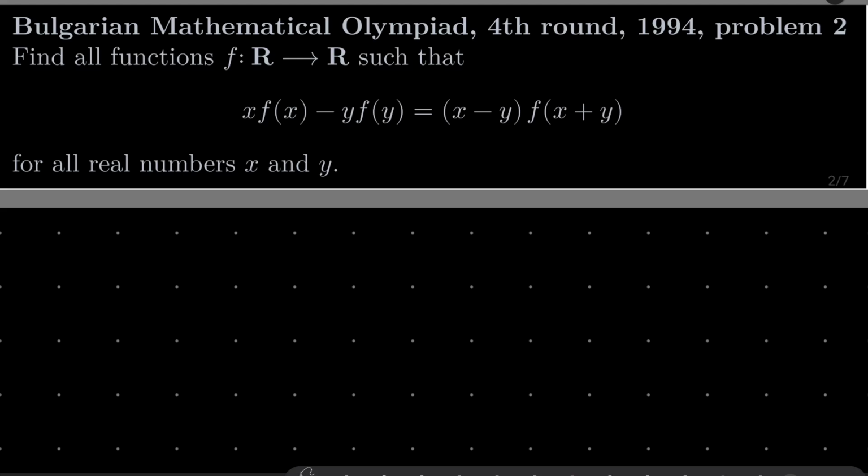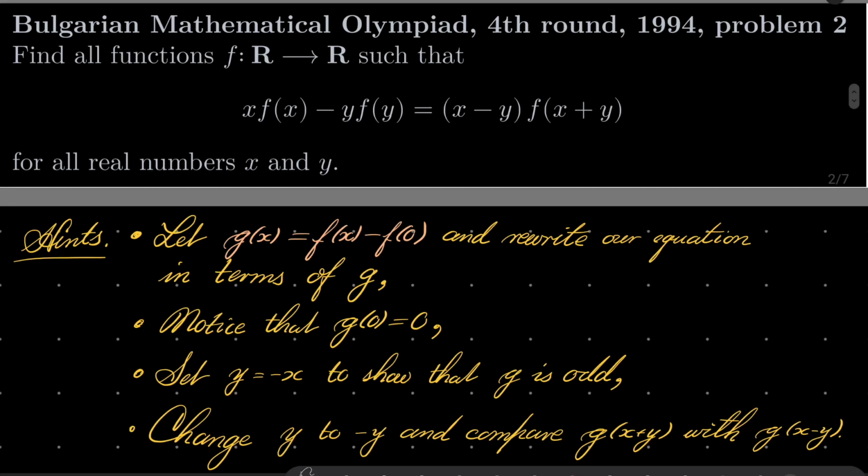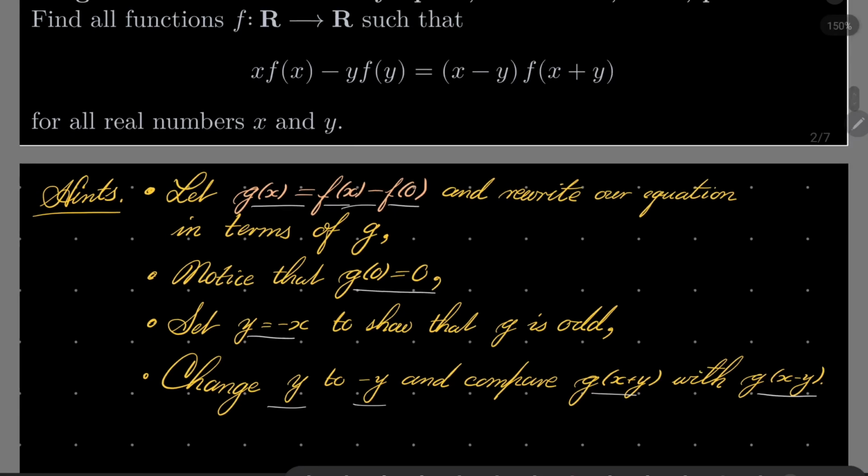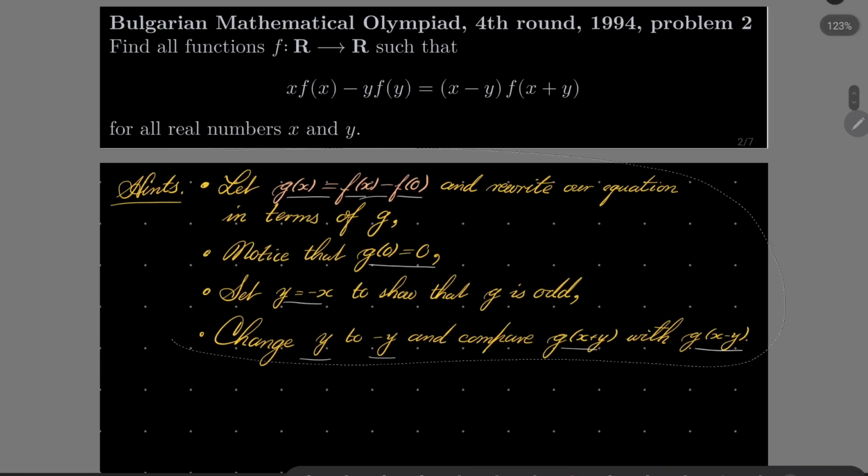So here are my hints for this problem. First, define a new function g of x which equals f of x minus f of 0, and try to rewrite our equation in terms of this new function g. Notice that g is known to attain the value 0 at 0, and then set y to be minus x in our equation to show that our function g is odd, and then try changing y to minus y and compare g of x plus y with g of x minus y. And that should be sufficient. So give this problem a try and I will see you in just a minute.